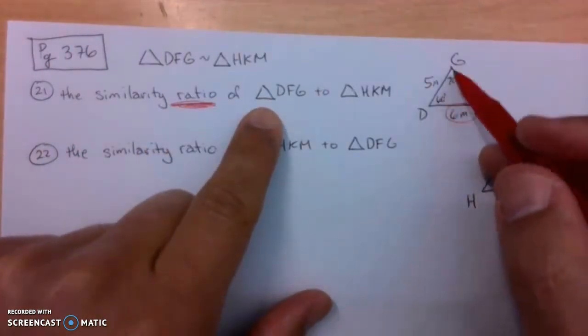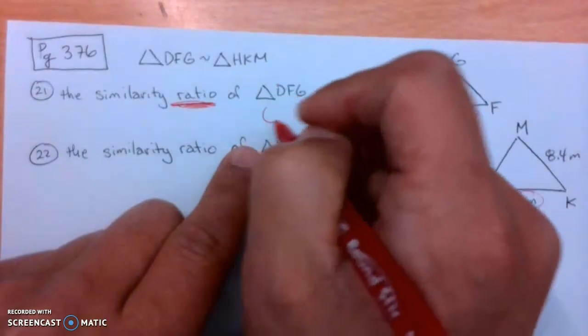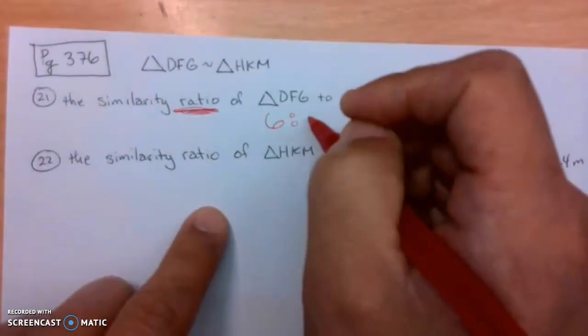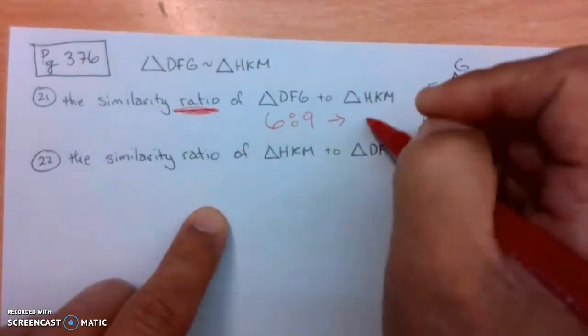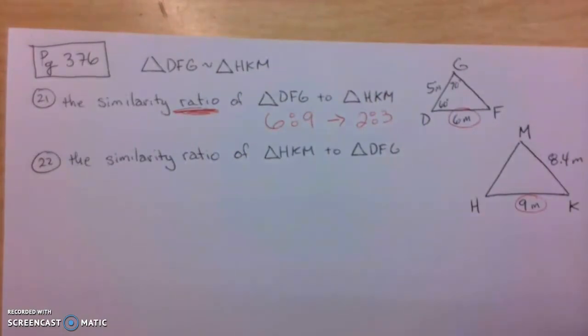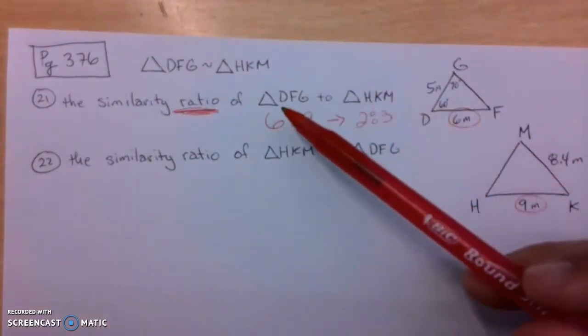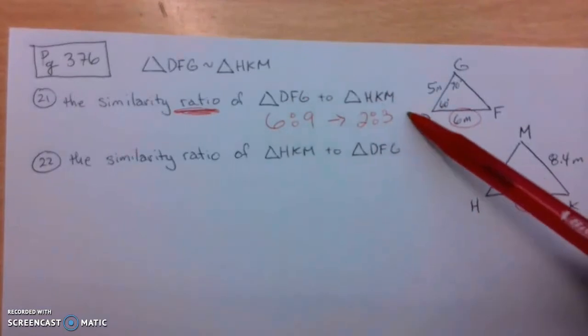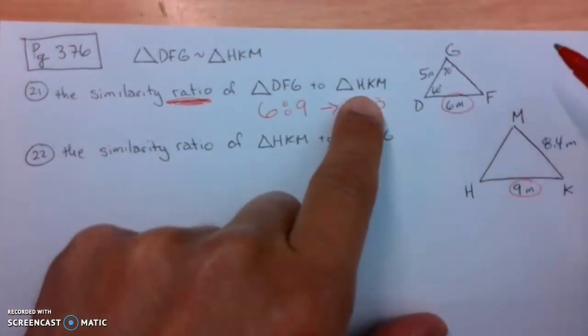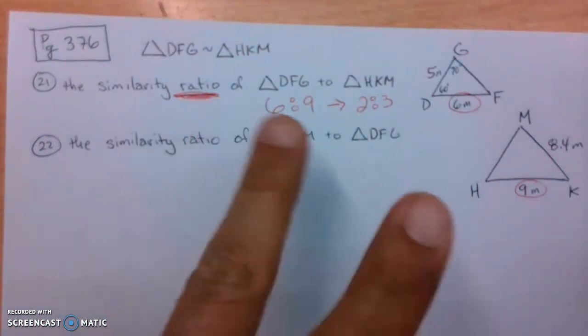They want the DFG first, so we'll just go 6 to, and that corresponds with 9 on the other one. 6 to 9 you can reduce down to 2/3. And that's it. Now when they do ask for a ratio, there's a particular order. They're going to tell you the order. They want the DFG triangle first, the 6, and then the HKM. It's like apples to oranges or oranges to apples.